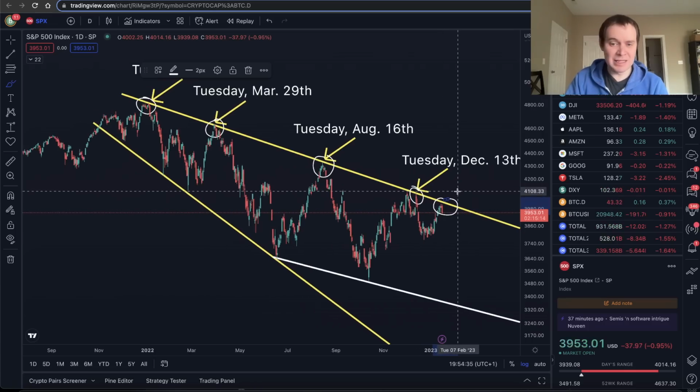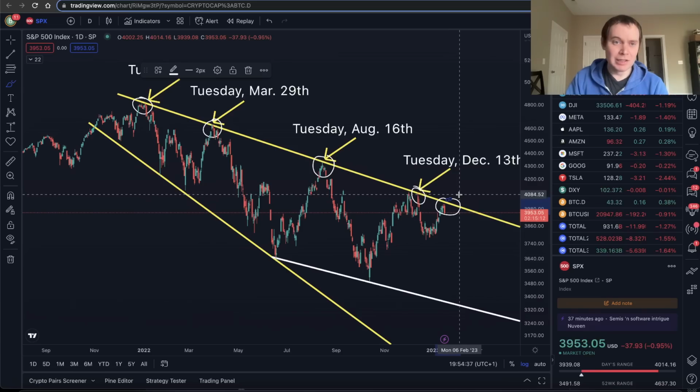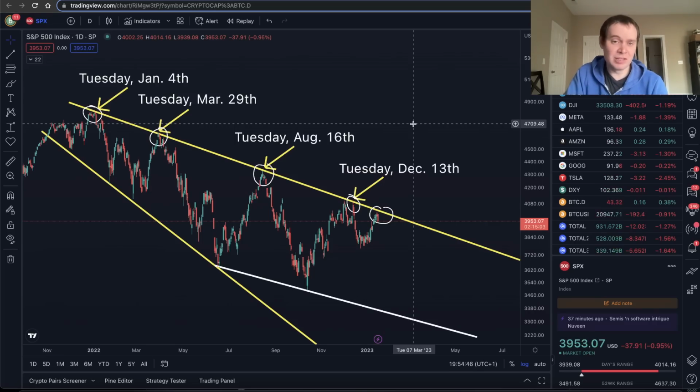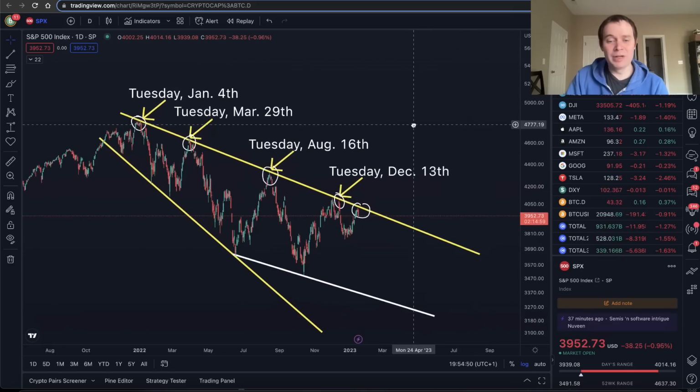Could we go back up and test it soon? Yeah, probably. Or could it be a few months? Really don't know, right? It all depends on how many market participants are starting to price in a potential recession versus how many people think we avoid it. And I think that's where we currently stand.